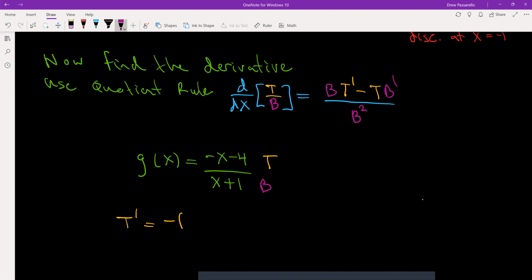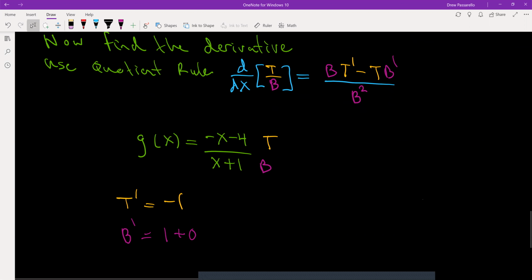Now the bottom function is x plus 1. If I take its derivative, we know the derivative of x is 1, and then derivative of 1 is 0, since that's a constant. So b prime is really just 1. I can go ahead and erase that. And now I can find the derivative.